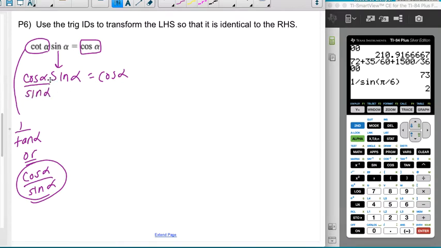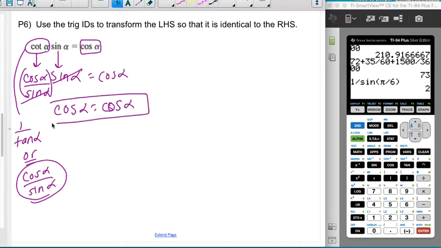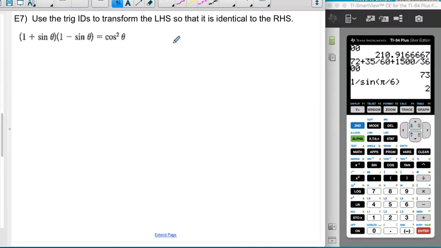I've already got a sine here, so I'm going to replace this guy with a cosine over sine, and the sines cancel, and I get cosine of alpha equals cosine of alpha. And that's it. I'm done. Congratulations. All right. This was going to get a little bit harder.